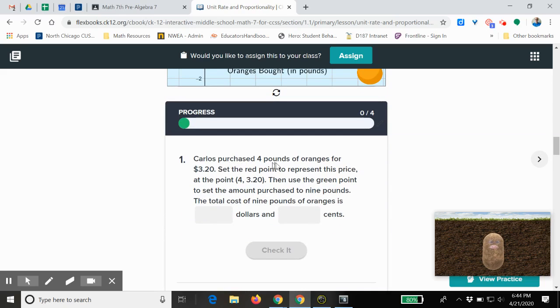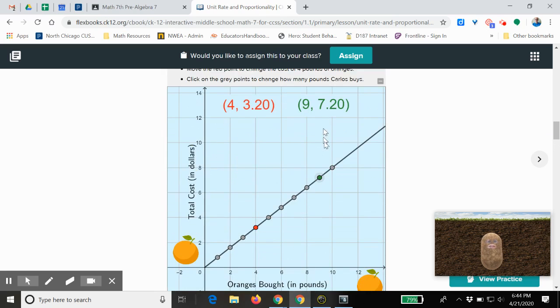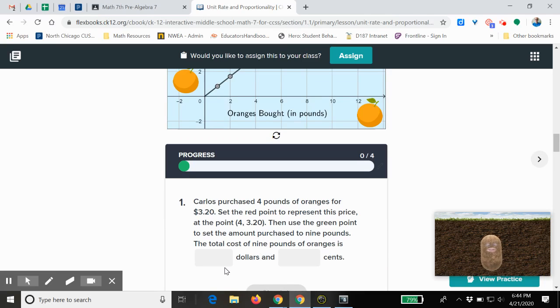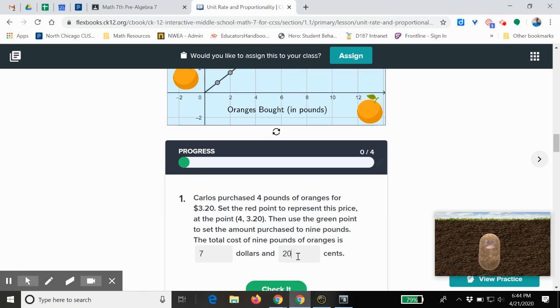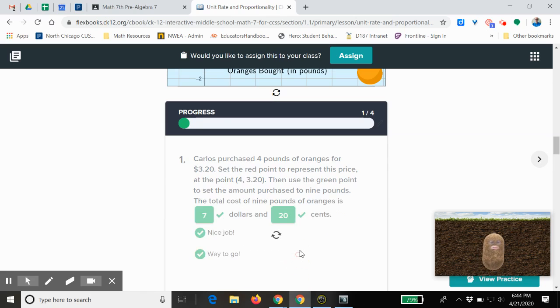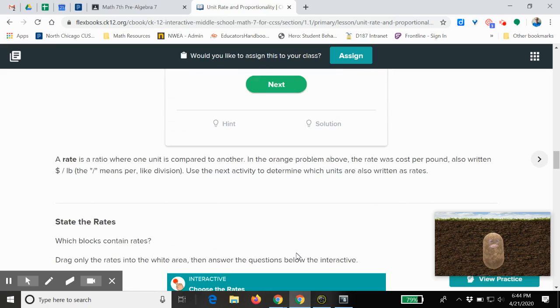So if Carlos purchases 4 pounds of oranges for 3/20, we set the red dot, then use the green point to set the amount purchased. So for 9 pounds it was $7.20. Okay. And you can come back and try the rest of these.